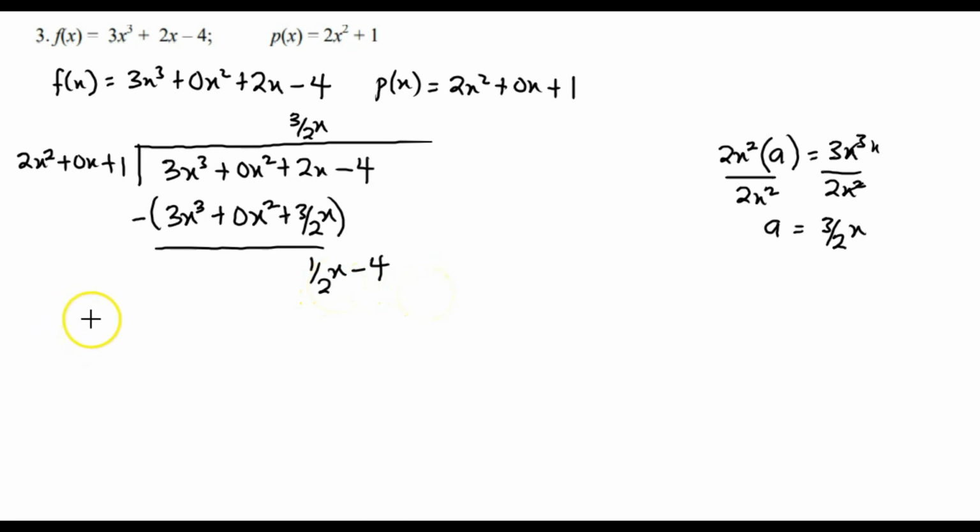So as I said, the quotient is 3 on 2x and the remainder is half x minus 4.